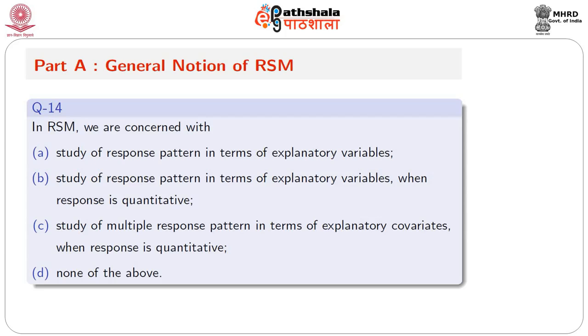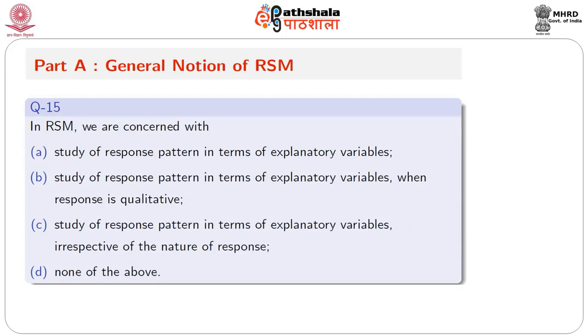And the next one is: it's a study of multiple response pattern in terms of explanatory covariates when the response is quantitative. None of that. We are saying repeatedly that the response is single, no matter how it is influenced by a collection of regressors, but it is always a single value quantity. So C can't be the result. It goes through none of the above, or it could at most be B, because it refers to quantitative response.